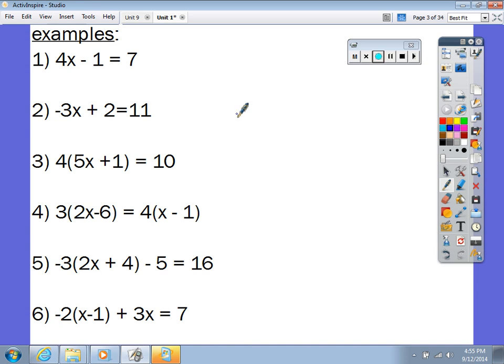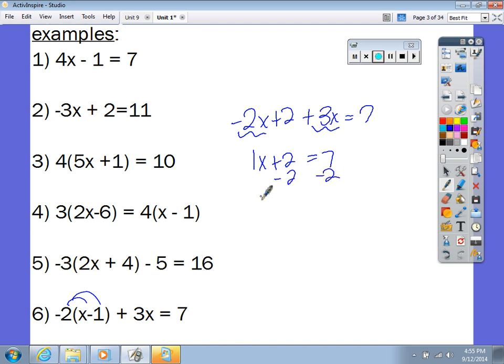We're going to say distribute. So I would have negative 2x plus 2 plus 3x equals 7. Combine like terms. Negative 2 and 3 give me 1x plus 2 equals 7. Go ahead and move it over. So 1x equals 5. And honestly, did I even really need to write that 1x? No, I didn't, because that's understood. So your final answer is just x equals 5.